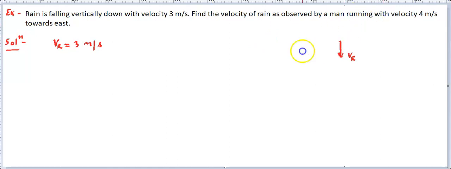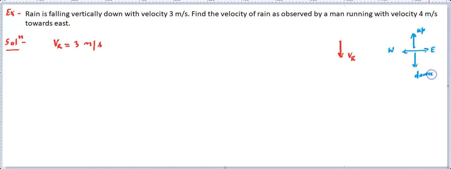The next point is that the person is moving towards east. So first of all, we need to make sure that we are writing the directions properly. This direction we can assume as the east direction, so this is going to be west, and this is vertically up. That's not north, because we need to see things here in 3 dimensions. So that's the upward direction, and this becomes the downward direction.